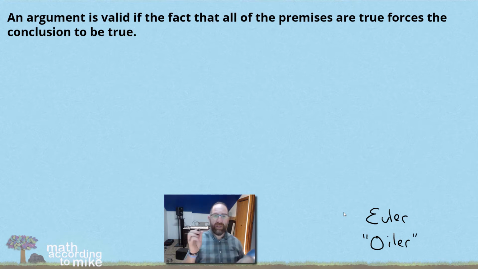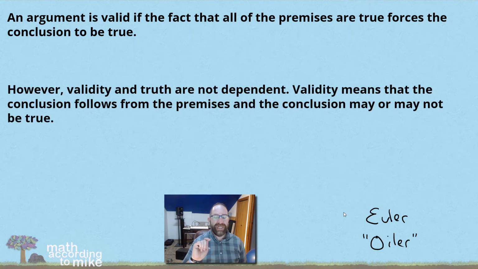Anywho, so in this section, next big takeaway, we're assuming the premises are true. All right, you'll see an example of what that means in the videos. Okay, but here is the other huge thing: validity and truth are not dependent. Just because the argument is valid does not mean the argument is true. Validity means that the conclusion follows from the premises, and the conclusion may not be true.